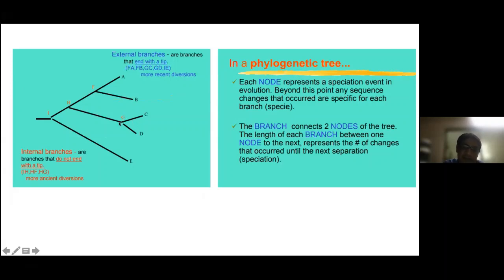For example, G is the ancestor for C and D, and H is the ancestor for A, B, C, and D. So F is the ancestor, where in this stage A and B diverge.